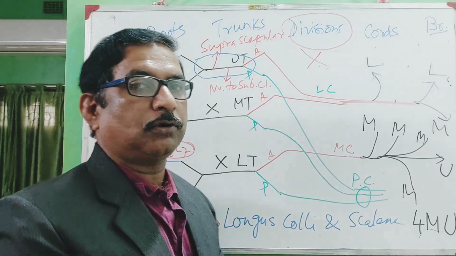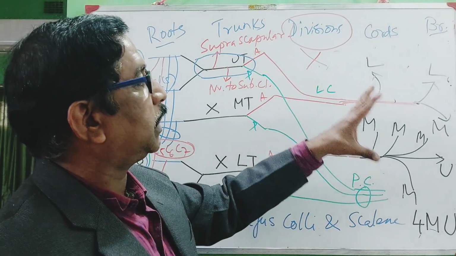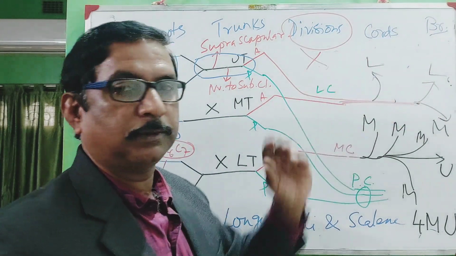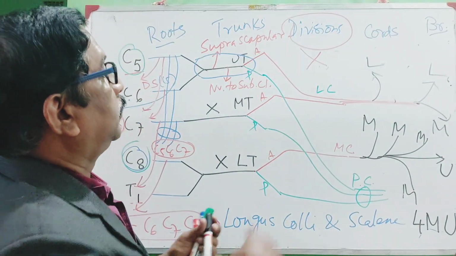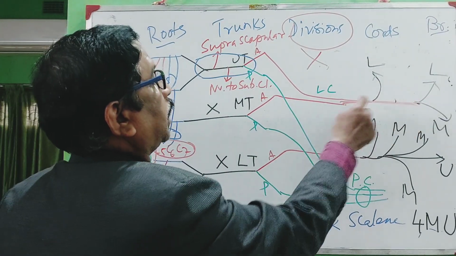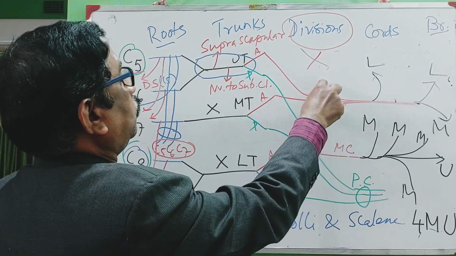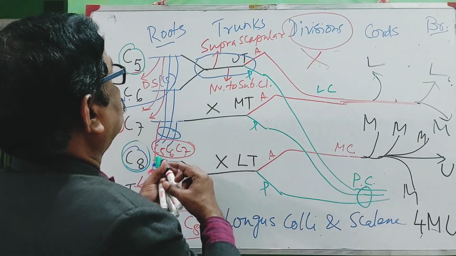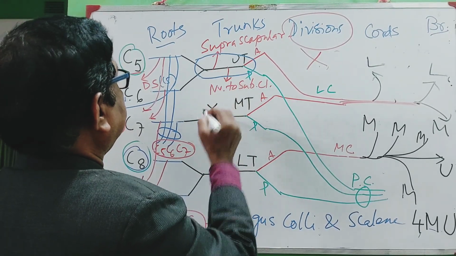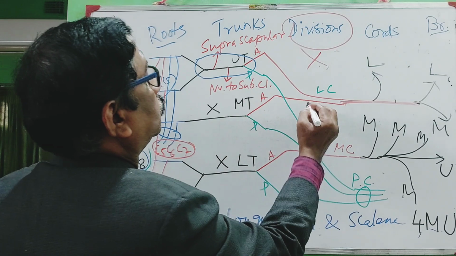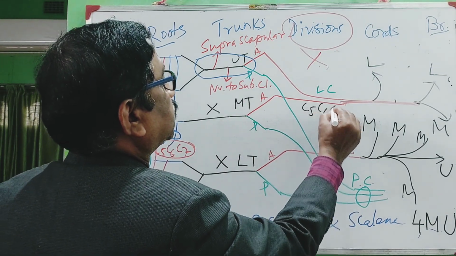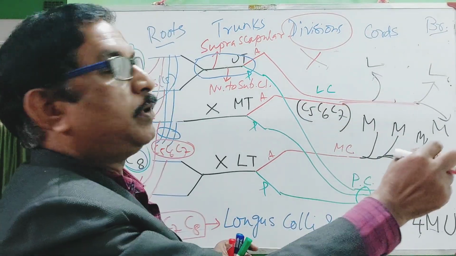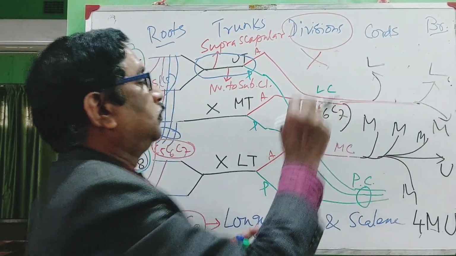Before going to the posterior cord, if I ask you what may be the root value of this nerve or this nerve or this nerve? Very simple answer. These branches are coming from the lateral cord. The lateral cord is formed by the anterior divisions of the upper trunk and middle trunk. Upper trunk means C5, C6 and middle trunk means C7. So C5, C6 and C7 will be the root value of the lateral cord and of the branches of the lateral cord.